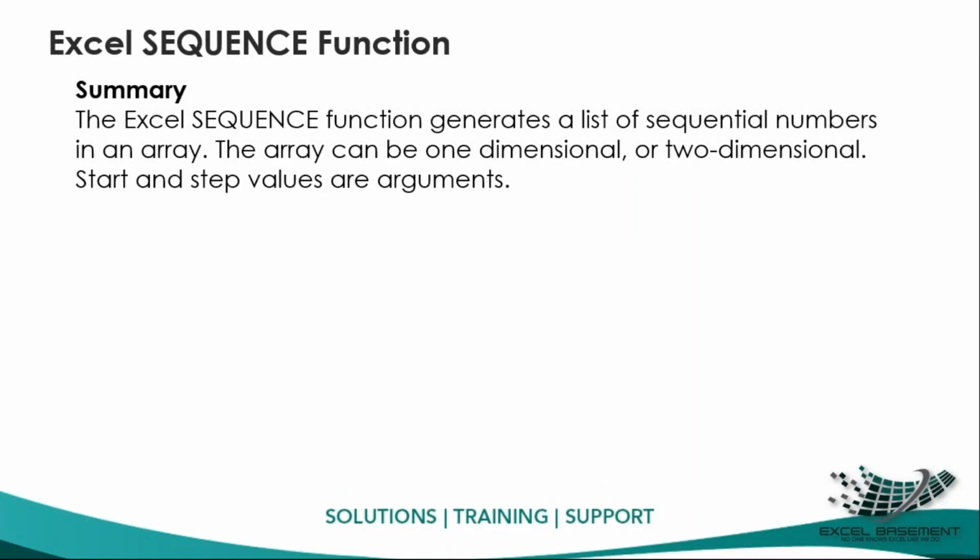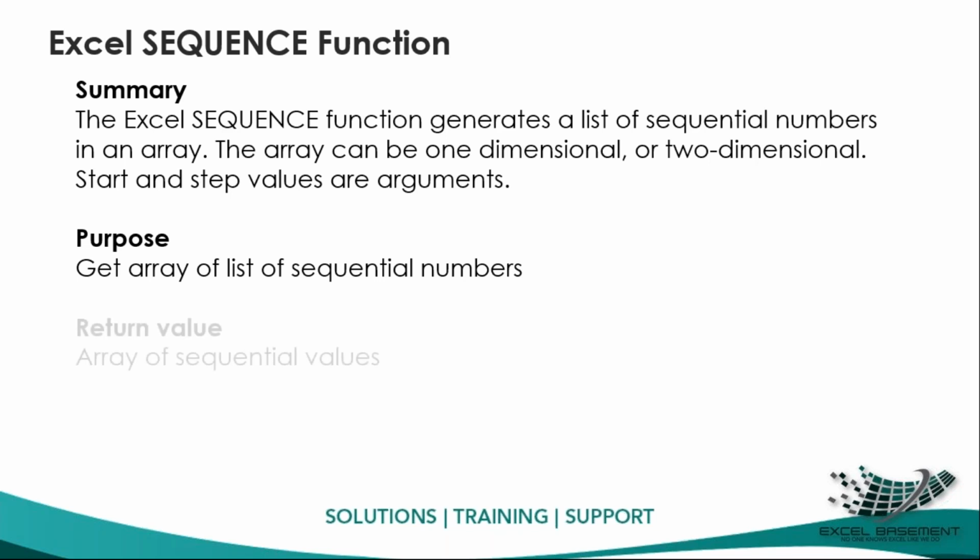The summary of the sequence function is that the Excel sequence function generates a list of sequential numbers in an array, and the array can be one dimensional or two dimensional. We can also give the starting point and the step value as arguments, and we will have a demonstration shortly. The purpose is to get an array of sequential numbers. If we require that, we can use this function in those situations. As the return value, this function will create an array of sequential values on the spreadsheet.